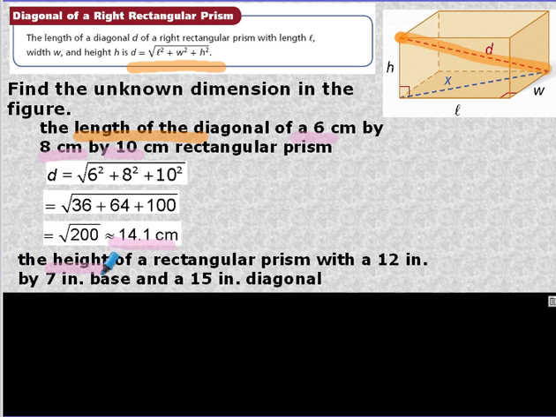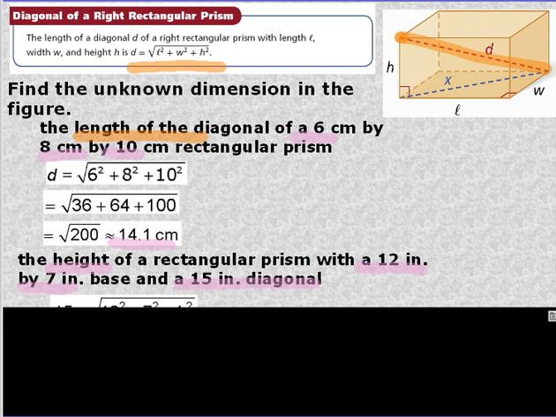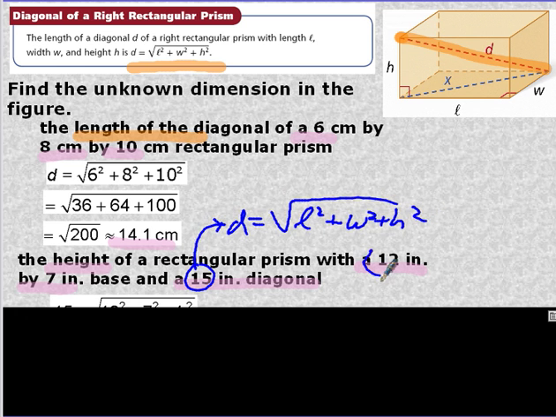The next one, we want to find the height. We're given the diagonal is 15 inches, and we know the length and width are 12 and 7. So again, write the formula down that you're using. I always recommend that. The diagonal is equal to the square root of L squared plus W squared plus H squared. So this would go here, this would go here, and then this one would go here, and we're left with H. It looks kind of like a football play, doesn't it?